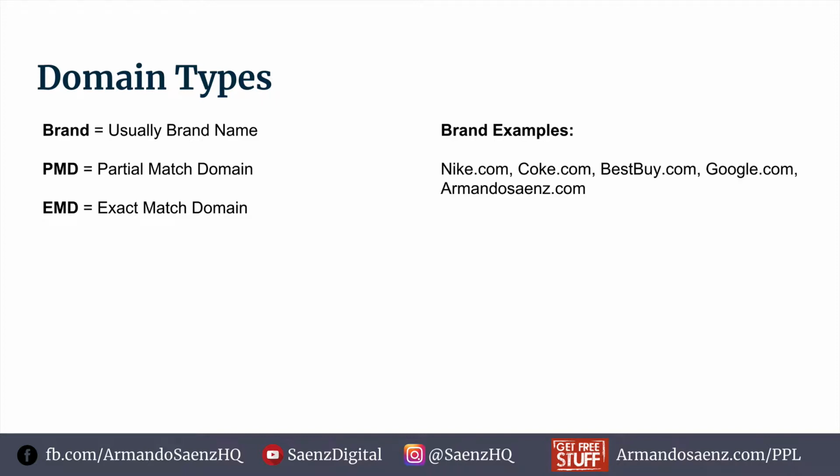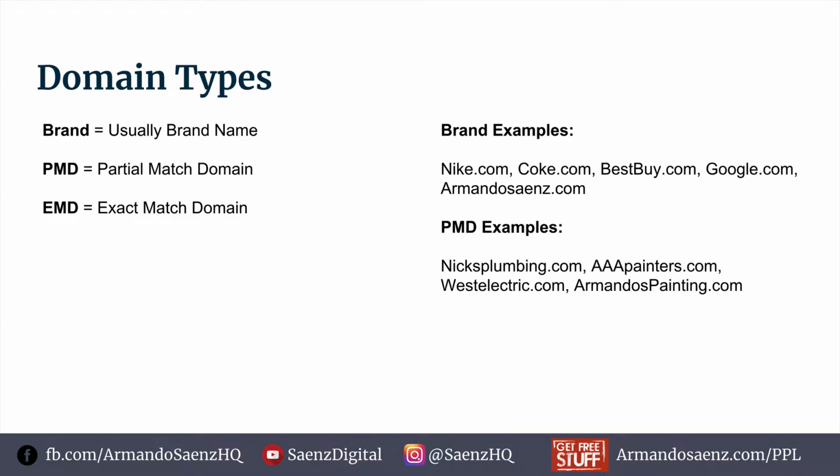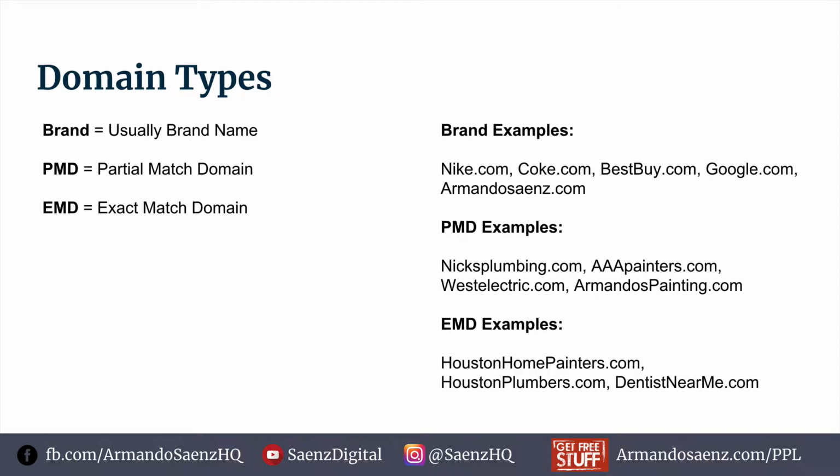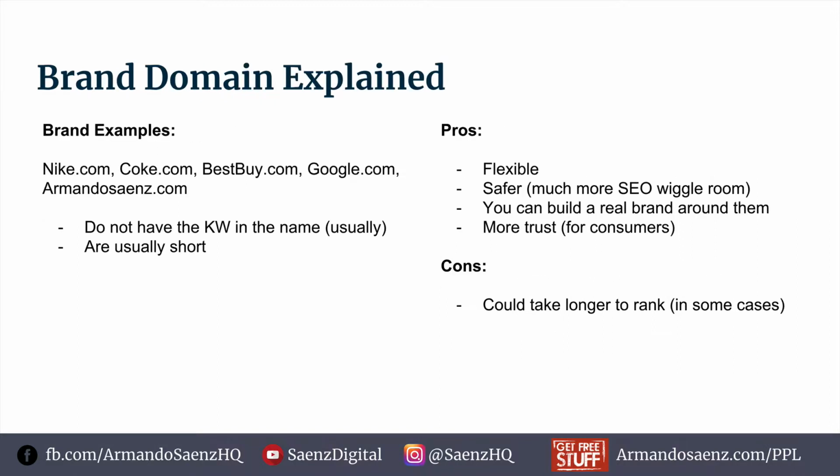So some examples of brand domains are like Nike.com, Coke.com, and even something like your own personal brand, ArmandoSaenz.com. Okay, examples of partial match domains could be something like Nick's Plumbing, AAA Painters, or maybe ArmandosPainting.com. See, part of that keyword is in the domain. And then last but not least, exact match domains, or EMDs, have the full keyword that you're trying to rank for in the domain or as a domain name.